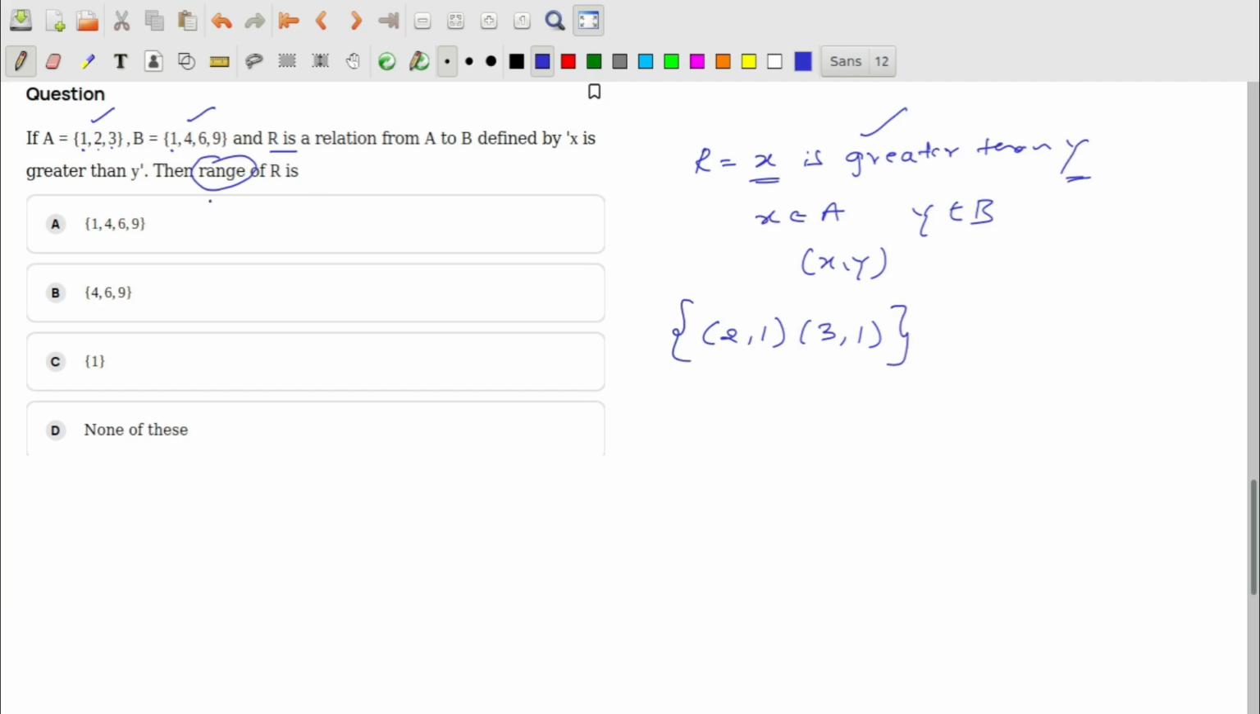But the question asked here is the range, and we all know the range is the set of second elements of the ordered pairs. So that is 1. The range here is {1}, and the correct answer is C.